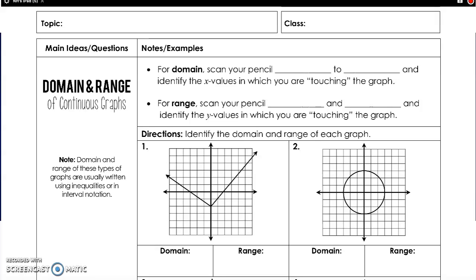So now we're going to have continuous graphs, the ones where you don't have to pick up your pencil. These ones make it a lot more difficult, all right? And if you look at this note down here, we usually write them as inequalities. We didn't do interval notation, so we will write them as inequalities when needed.